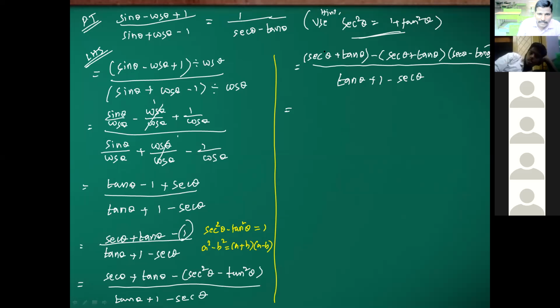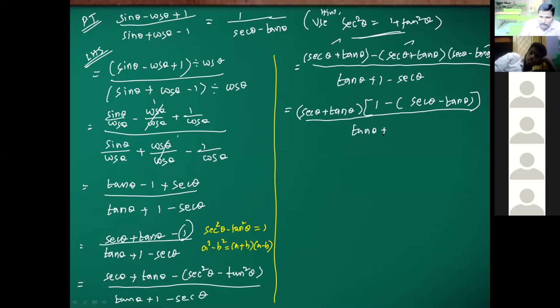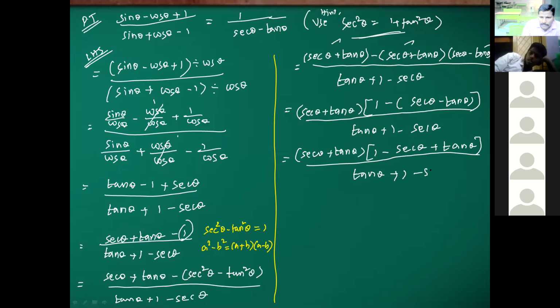Now see, secant plus tan is common, so I'm going to take it outside. Then what I have remaining here is 1 minus of secant theta minus tan theta. Denominator, I'm not doing anything: tan theta plus 1 minus secant theta. Now secant theta plus tan theta, I'm not doing anything; then you multiply the minus inside: 1 minus secant theta, minus into minus plus tan theta. Denominator same: tan theta plus 1 minus secant theta.